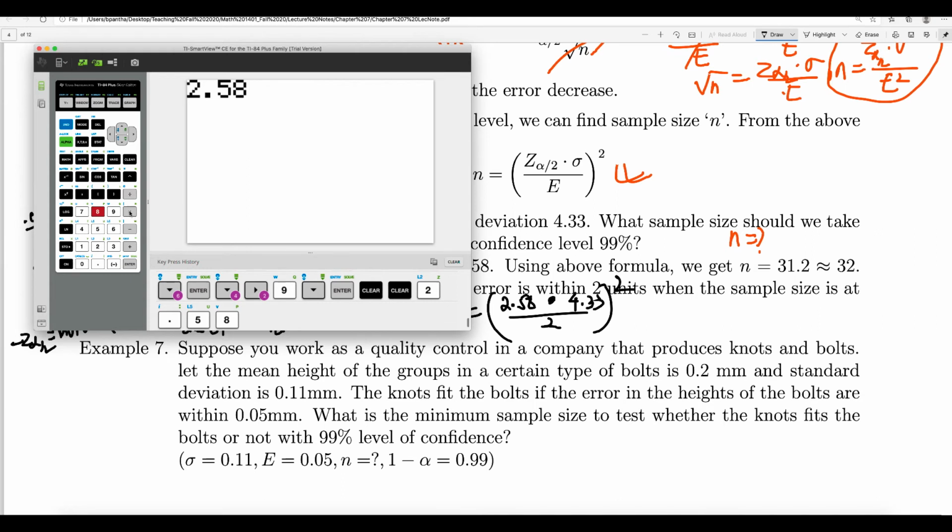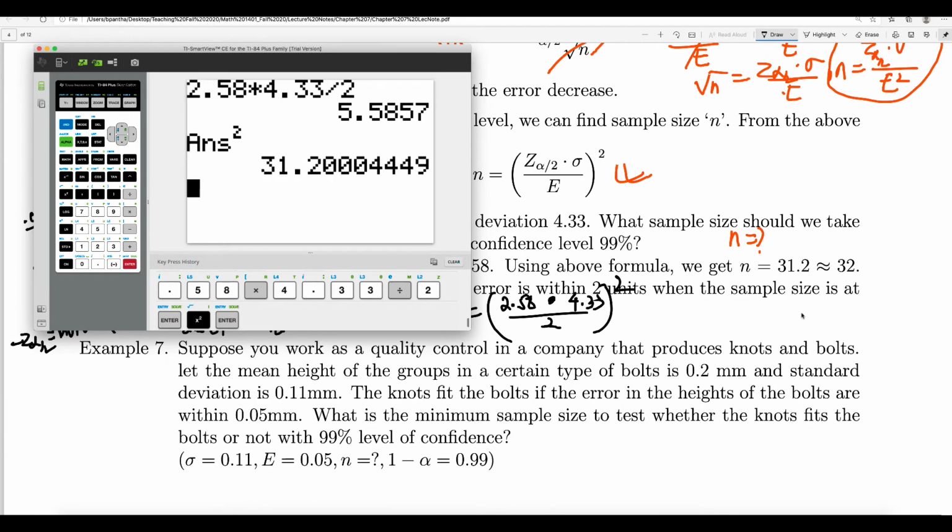2.58 times 4.33 and then divide by 2, right? You hit enter and then you square that. What do you get? Let me square that, and if you square the answer, you will get 31.20.